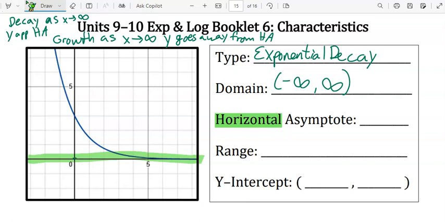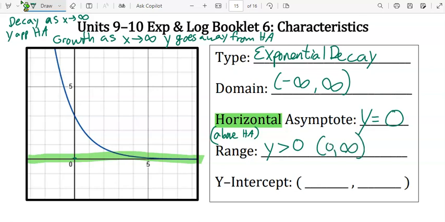It goes through y equals 0. We use that to find the range. The graph is above the horizontal asymptote. So y is going to be greater than 0, also known as 0 to infinity. And then the y-intercept is (0, 3).